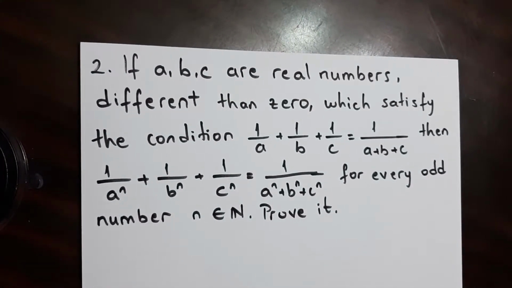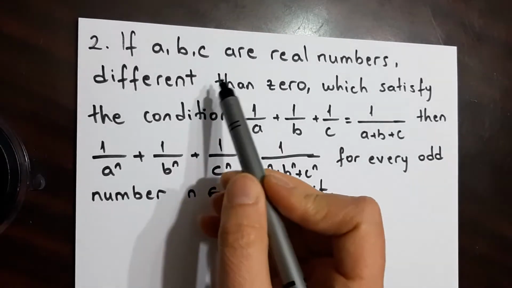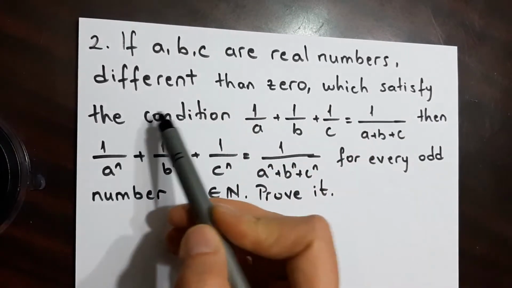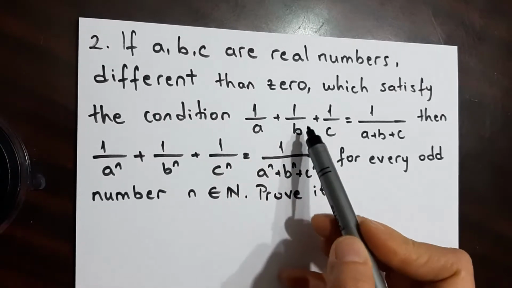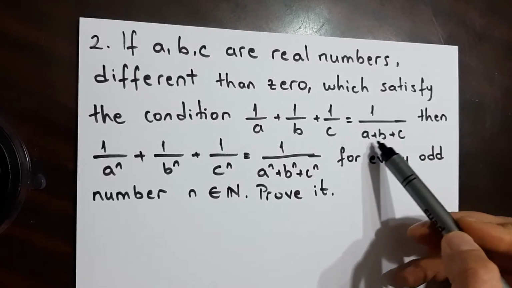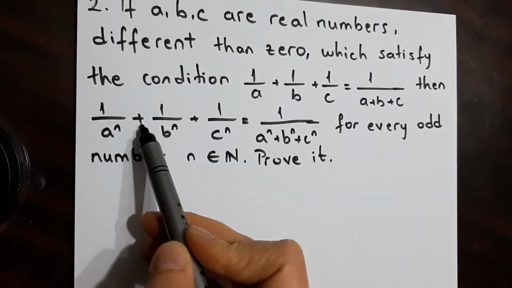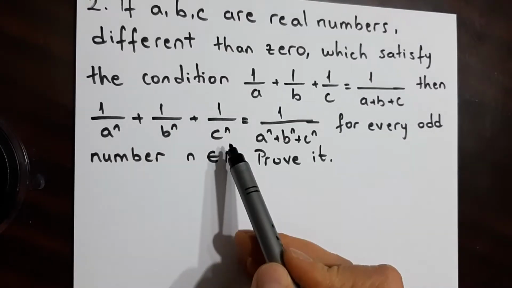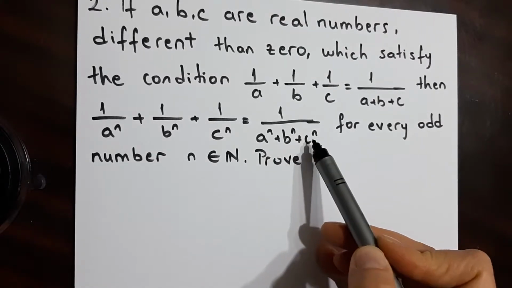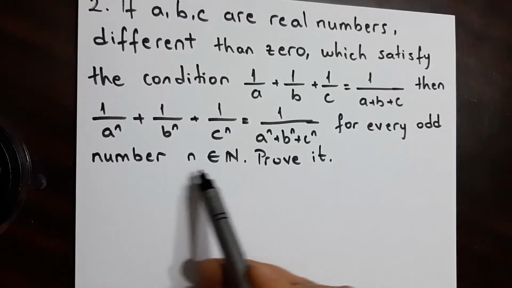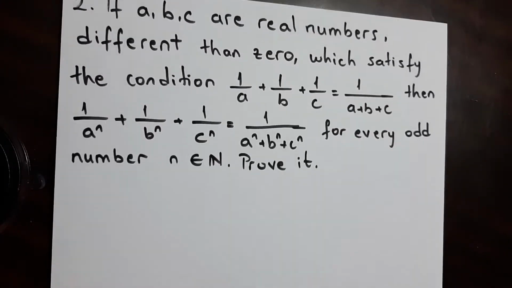Now let's continue with the second question. The question says, if a, b, c are real numbers different than 0, which satisfy the condition 1 over a plus 1 over b plus 1 over c is equal to 1 over a plus b plus c, then 1 over a to the power of n plus 1 over b to the power of n plus 1 over c to the power of n is equal to 1 over a to the power of n plus b to the power of n plus c to the power of n for every odd number n. Prove it.